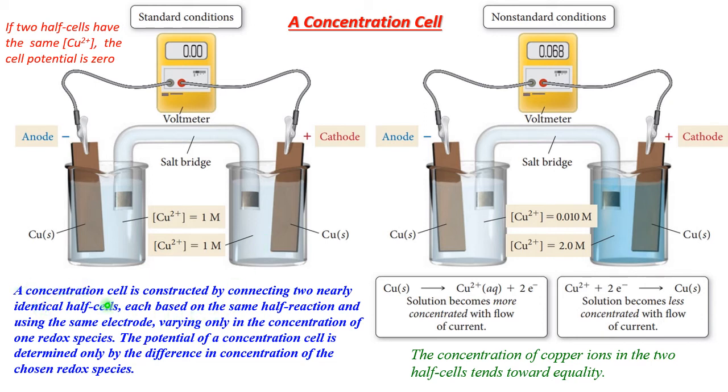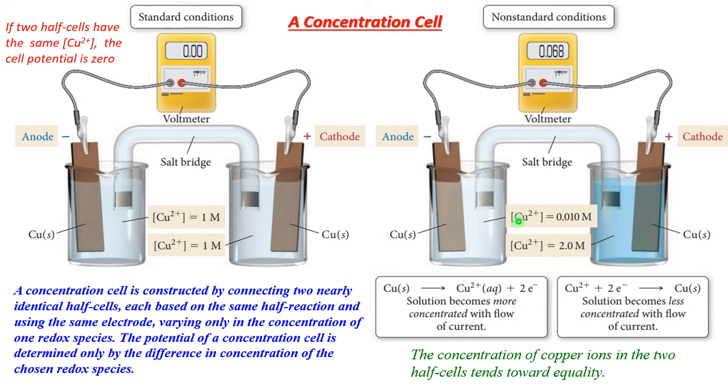The concentration cell of interest is constructed by connecting two nearly identical half cells, each based on the same half reaction and using the same electrode. The only difference is the concentration of one redox species in solution. Potential of this cell is determined only by the difference in concentration of the chosen redox species, or rather by the ratio of these concentrations.